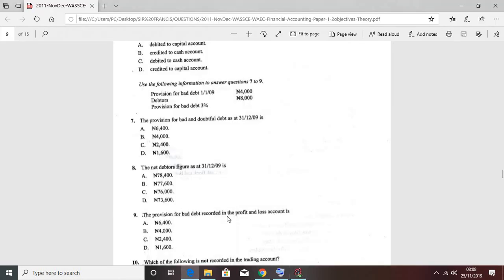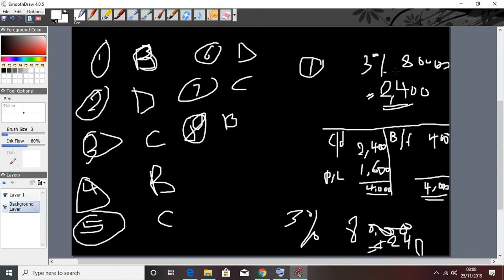The provision for bad debt recorded in the profit and loss account is, so let's go back to our working. That's why I said let's do the working so that we can just pick the information from here. So you could see there is a profit and loss. The question is saying what is supposed to be the actual amount to be recorded in the profit and loss account. It's supposed to be 1,600 naira.